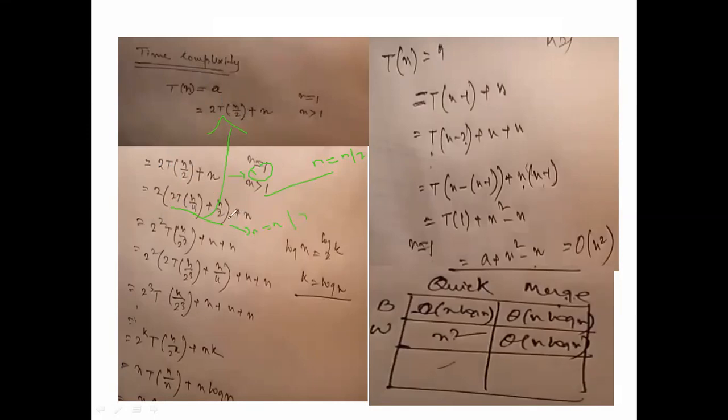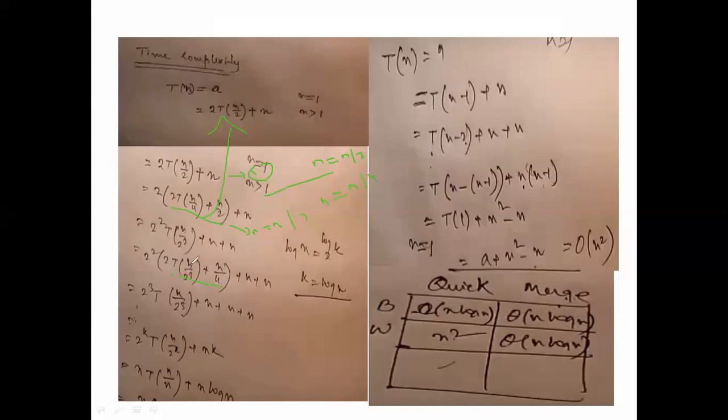Similarly, you can represent the next step. First, you put n equal to n/2, then you put n equal to n/4. Then the n/4 value is replaced in this equation. What is n/4 here? 2T(n/4) becomes 2T(n/8) plus n/4. So that value is represented in this way.